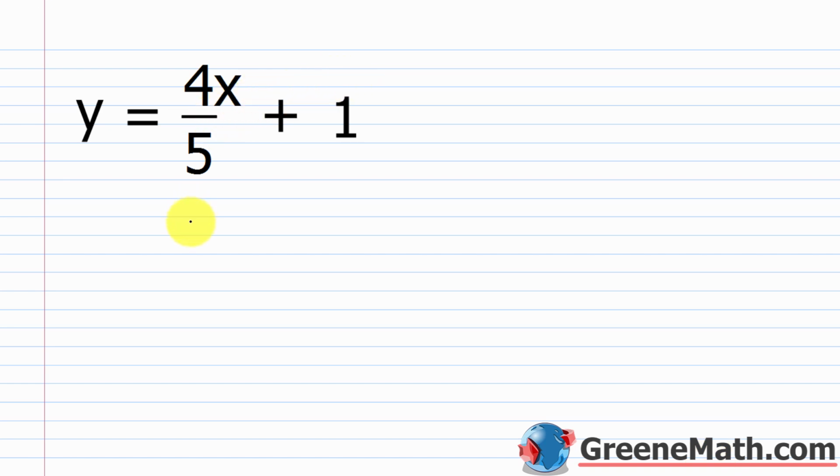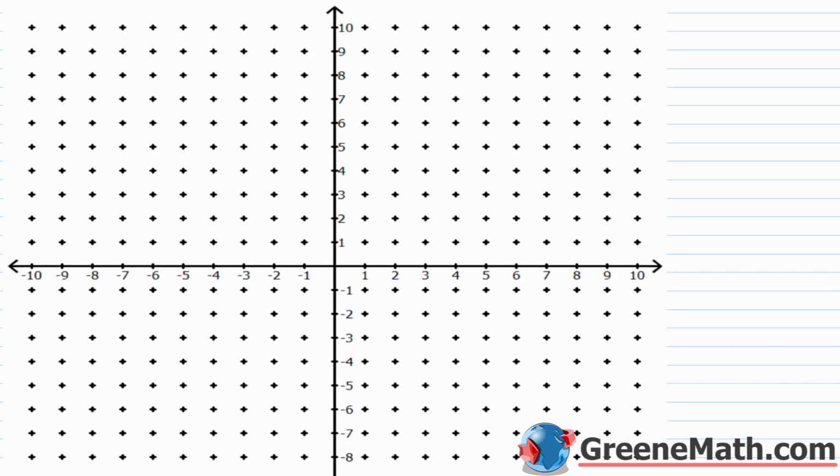All right, let's take a look at y equals 4/5 x plus 1. So again, I'm given the slope. This is your slope. This is m. I'm given the y-intercept. The y-intercept is going to occur at 0, 1. I can go down to my graph. I know a point on the line. It's 0, 1.